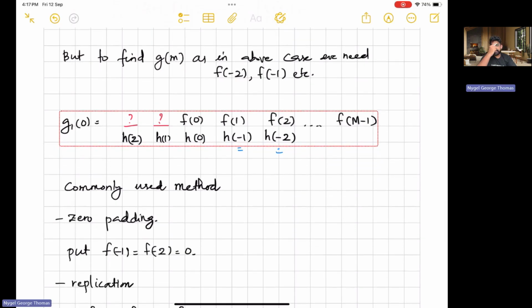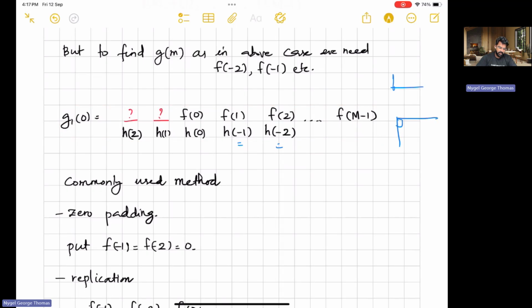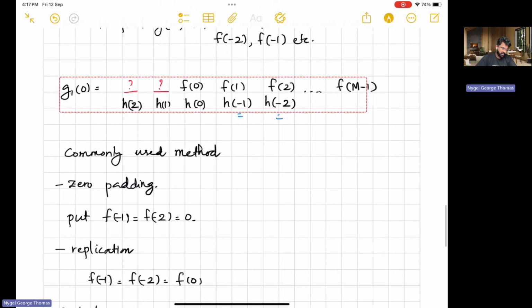So we have to do some kind of interpolation, or some kind of replication for such boundary cases. Why boundary case? Because this is where the first term of an image starts, if you're looking at an image. So here we need to know the values which are actually outside of the image, which we don't know. So we have to do some sort of interpolation here.